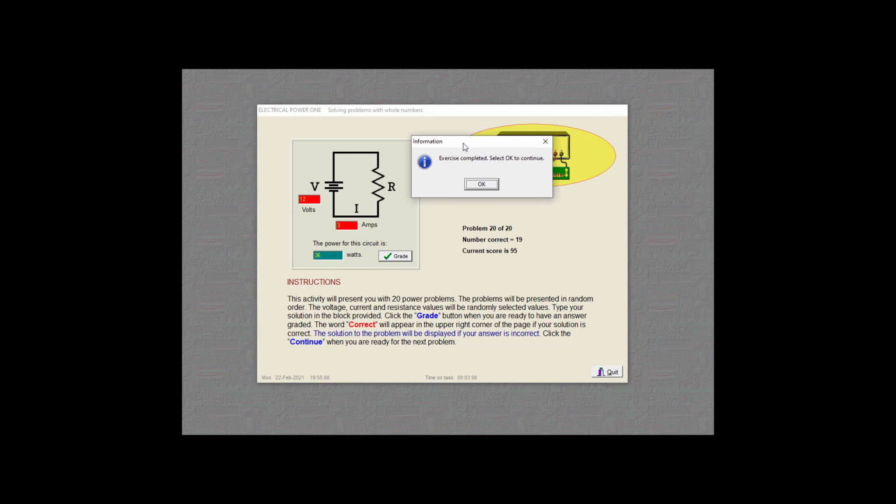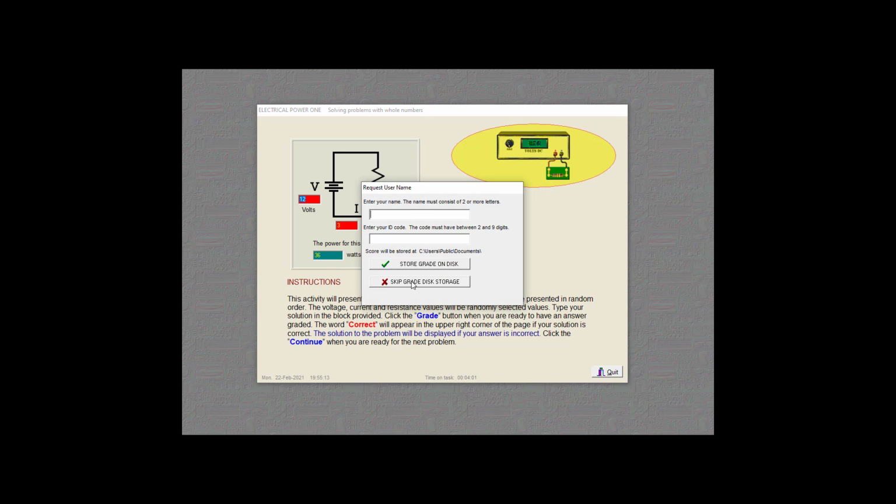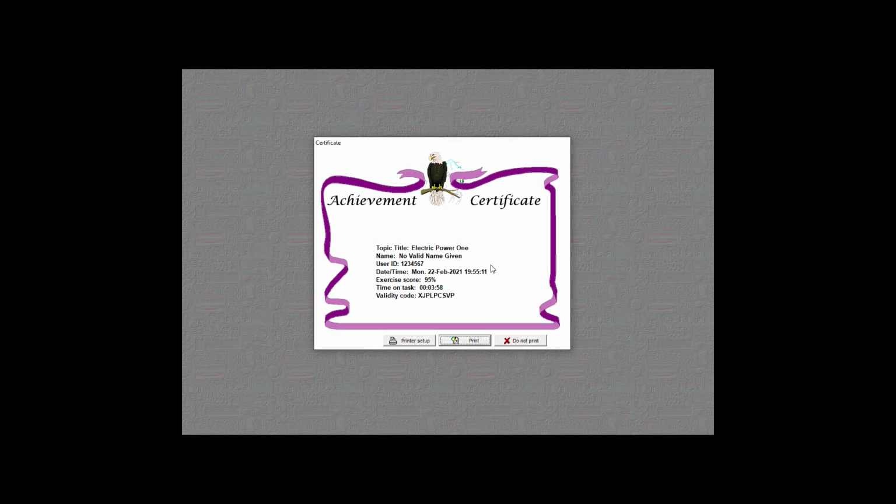And we're done. So let's go ahead and grade that. Okay, put your name in, skip disk storage, yes to ID link, go ahead and print it out to a PDF or take a picture of it.